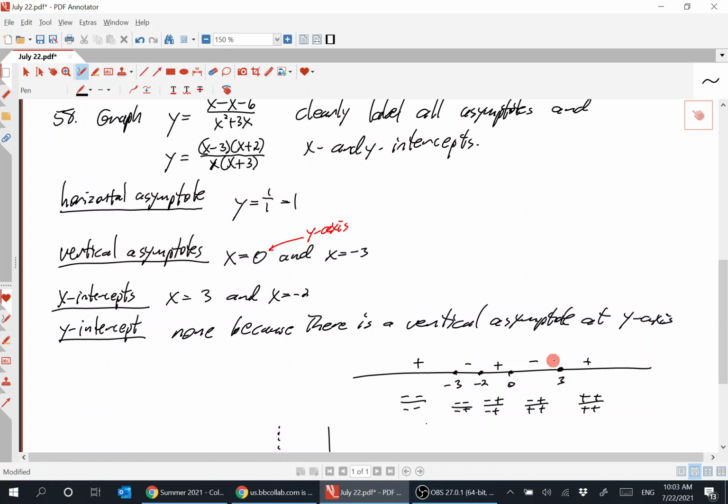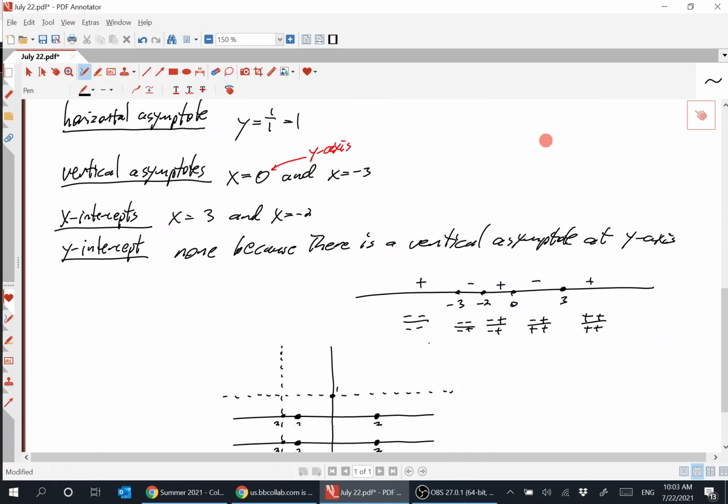Okay, so it flip-flops negative, positive, negative, positive, negative, positive. It's always going to alternate like that unless you start getting some squared terms in there. Okay, in which case there'll be one spot where it doesn't alternate.